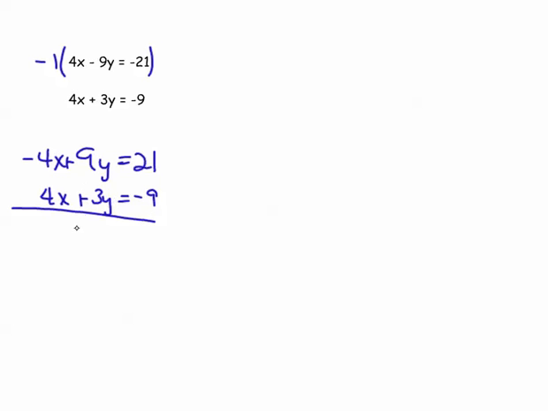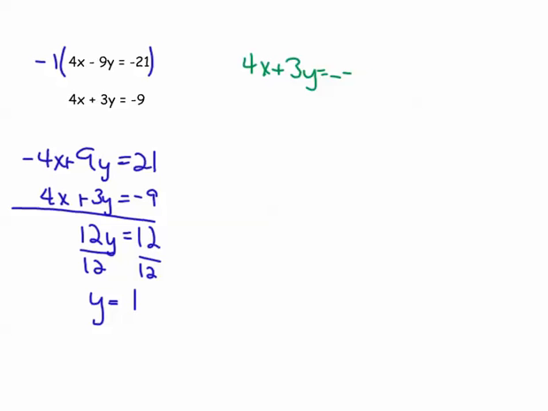So that's going to leave me with 12y equals 12. Dividing by 12 on both sides, I get y equals 1. So some substitution. I'm going to use the second equation. So I'll do 4x plus 3y equals negative 9.